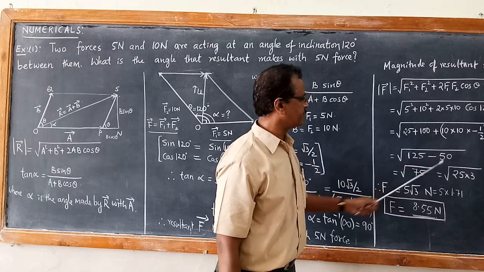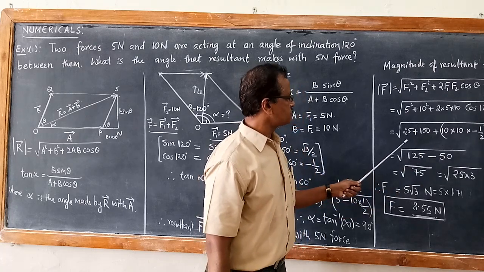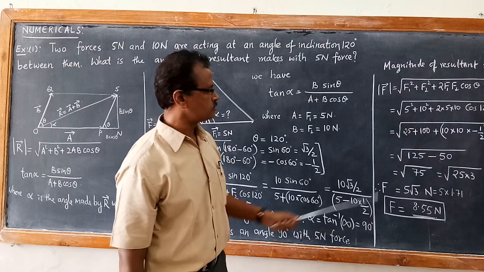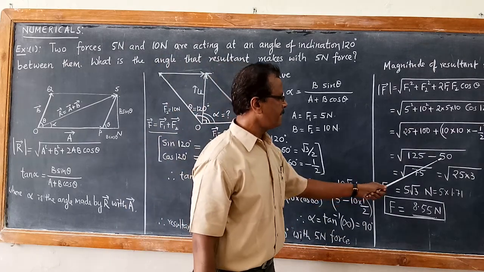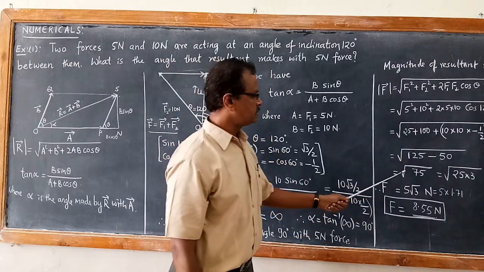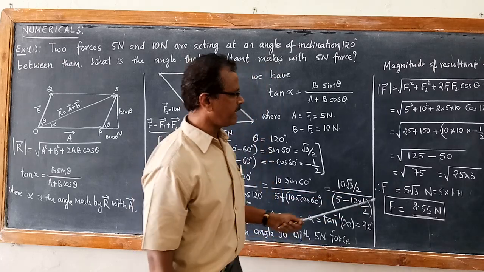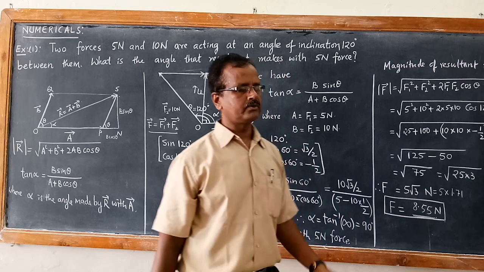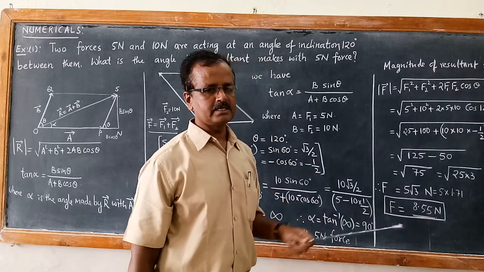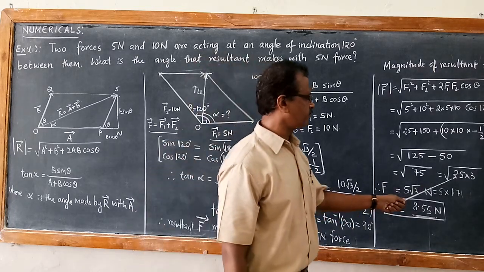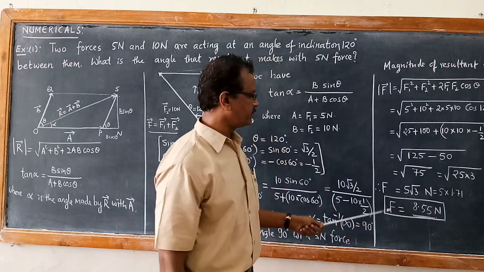10 5s are 50. And 100 plus 25 becomes 125. So square root of 125 minus 50 becomes 75. So square root of 75. 75 can be written as 25 into 3. 25 3s are 75. So square root of 25 is 5. So we can take it out.